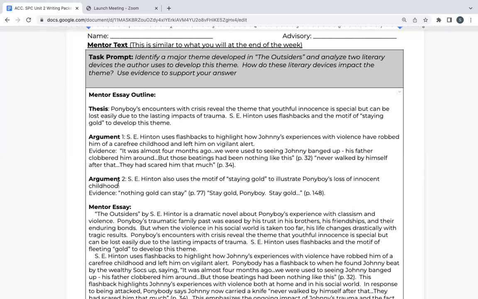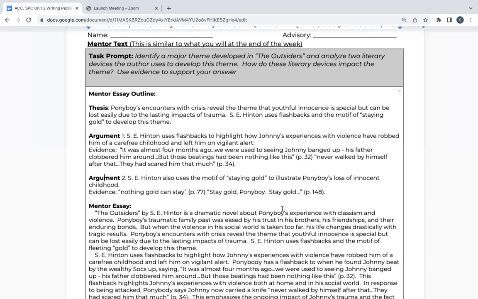Argument 2. S.E. Hinton also uses the motif of staying gold to illustrate Ponyboy's loss of innocent childhood. Evidence: "Nothing gold can stay." Page 77. "Stay gold, Ponyboy. Stay gold." Page 148.